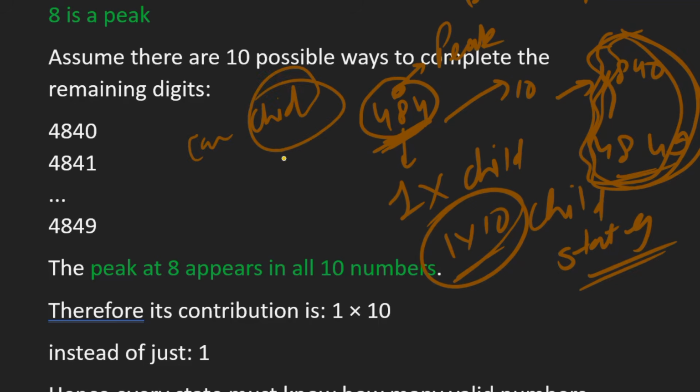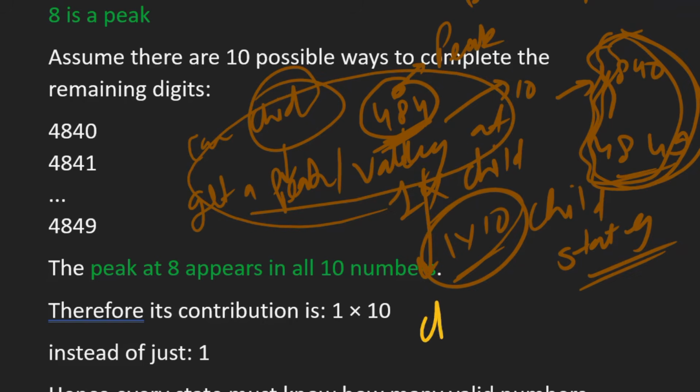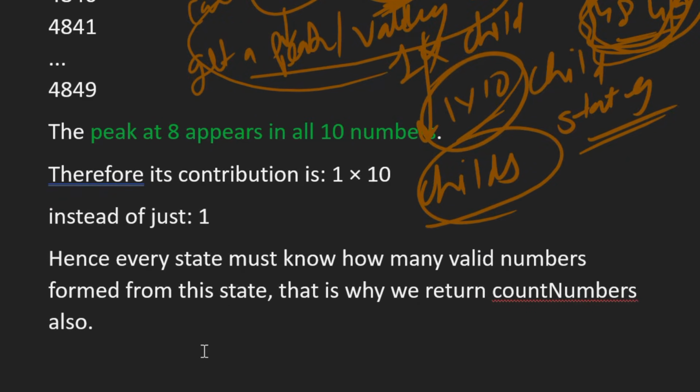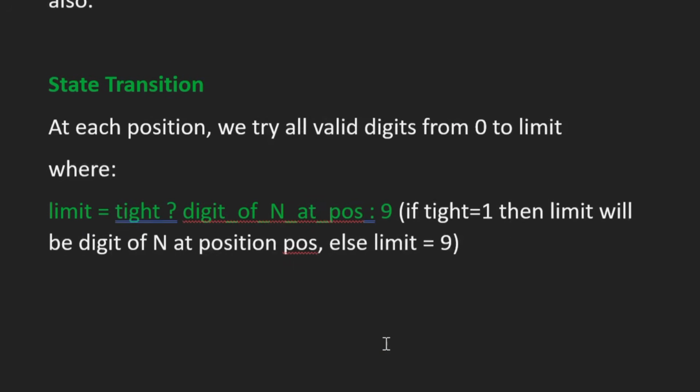Because if we get a peak or valley at the parent, then that peak or valley will also be present in all the children. So instead of checking that particular peak or valley in the children, we directly do total number of children into 1, right? We need not check it again. So that's why we are returning count numbers also.